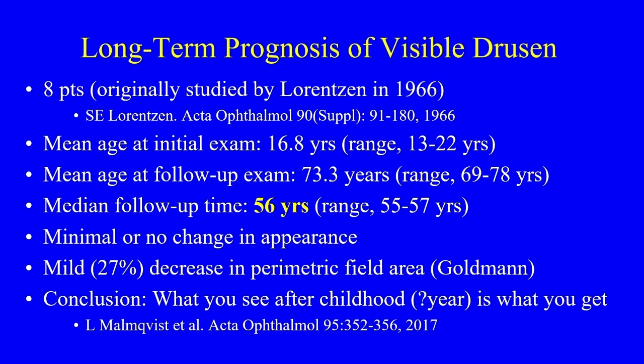The long-term prognosis is really interesting. There were 8 patients originally described and studied by Lorenzen back in the 60s, and they were followed up all these years later. And the median follow-up time was 56 years, so this is a long follow-up. And really, there was no major change in the appearance of these visible drusen. I'm not talking about the deep drusen that I'll talk about in a moment, but there was no real change in the appearance, and there was only a very mild decrease in visual fields as performed on a Goldmann perimeter.